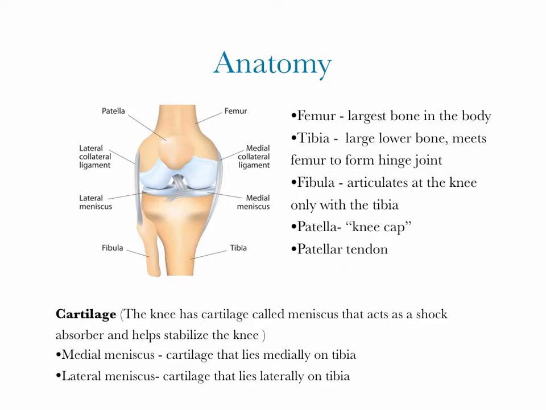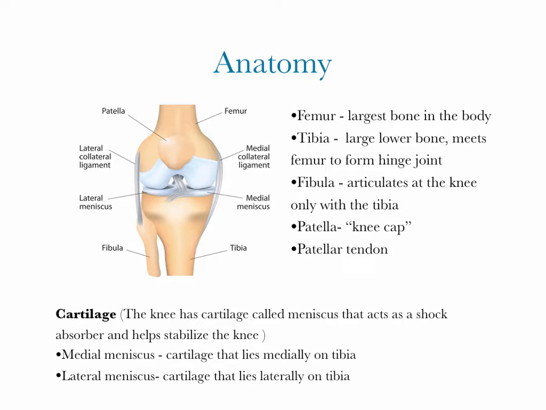So for the anatomy of the knee and the leg, we have the femur, which is the largest bone in the body, the tibia, which is a large lower bone and meets at the femur to form a hinge joint, the fibula, which articulates at the knee only with the tibia, the patella, which is also known as the kneecap, and the patellar tendon.